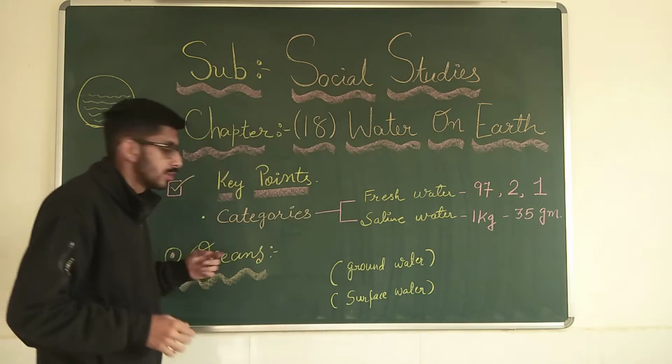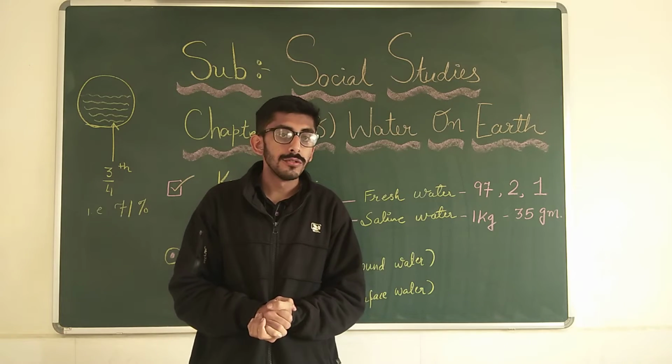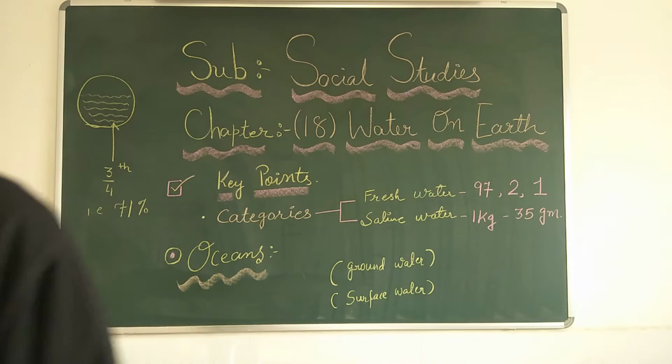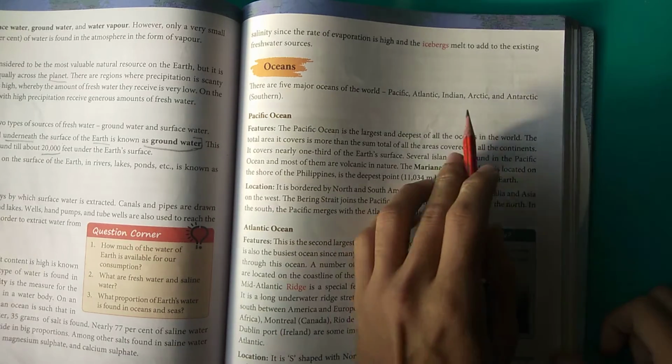Next is oceans. There are 5 types of oceans. So we are going to study further about the oceans. Okay, students. So now the types of oceans. There are 5 major oceans of the world. So they are Pacific, Atlantic, Indian, Arctic and Antarctic.